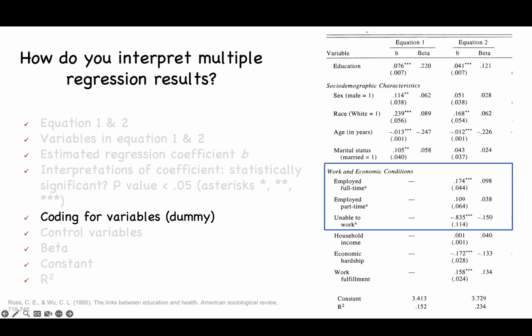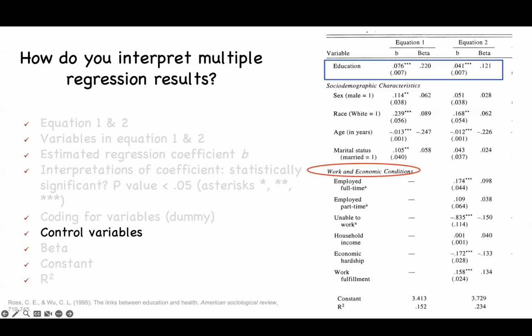It's important to remember that each of these coefficients is a comparison between an included category and the reference category. For example, those employed full-time average 0.174 points higher in self-rated health, that's your dependent variable, than those who are not employed. Those unable to work have self-rated health 0.835 points lower on average than those who are not employed. Why lower? Because the sign for 0.835 is minus, it's not positive.